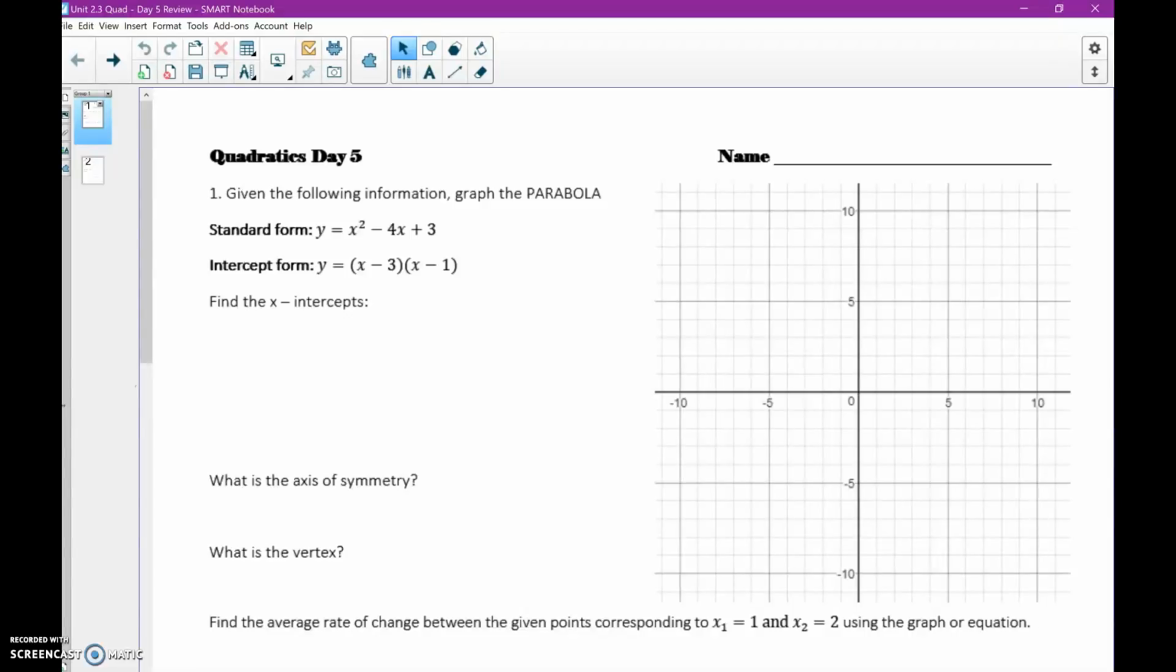Hello everyone, this is day 5 of the Quadratics unit, and in class we went over one of these examples together, and then the remaining 3 problems were given for everybody to work on in class during that time. So I'm going to do the same thing here. I'm going to give you one of the examples, and then the other 3 are assigned to you for practice.